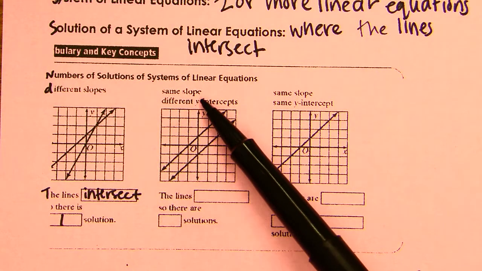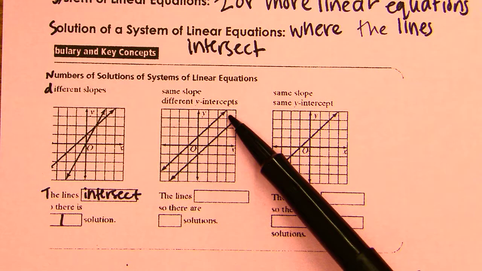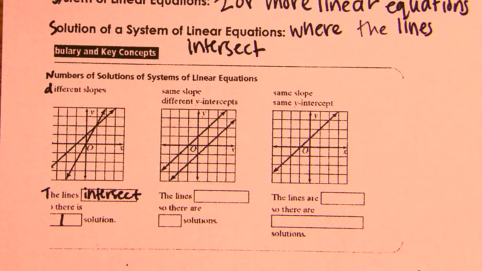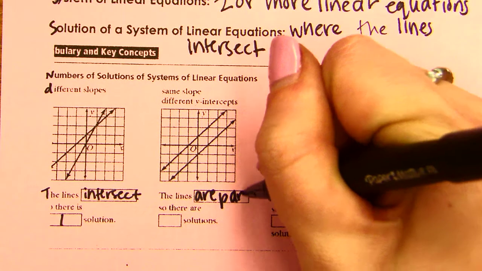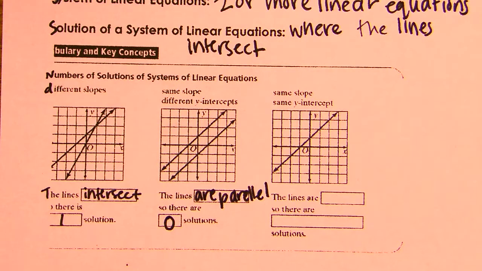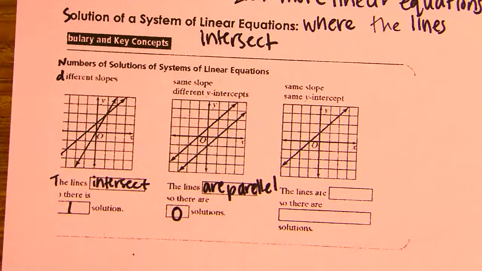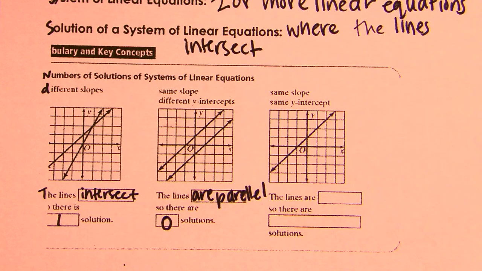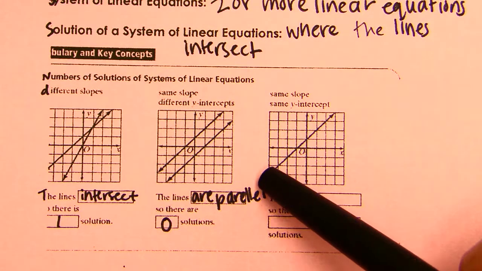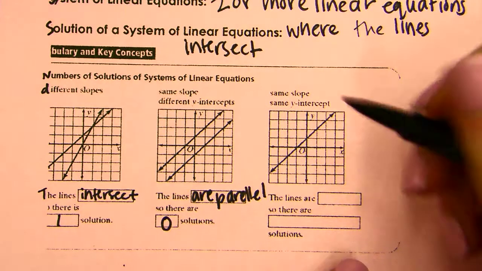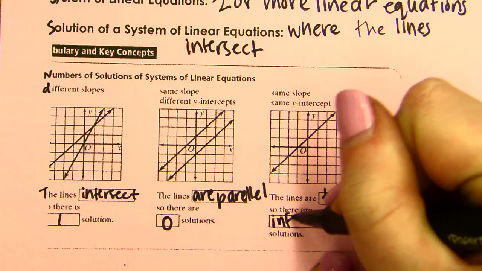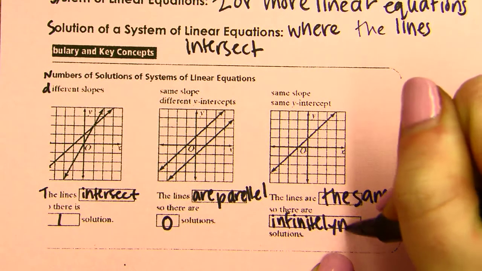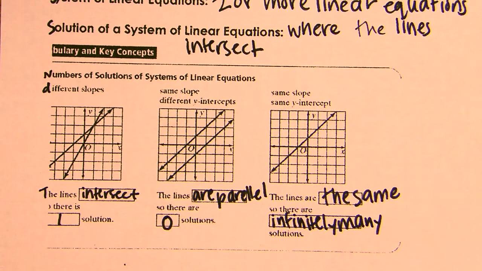If they have the same slope but different y-intercepts, so these lines cross the y-axis at different places, the lines are parallel, so they never intersect, so there are no solutions. There are zero solutions. This one is actually two lines. It looks like one, but it's two lines right on top of each other. They have the same slope and the same y-intercept. So there are infinitely many solutions.